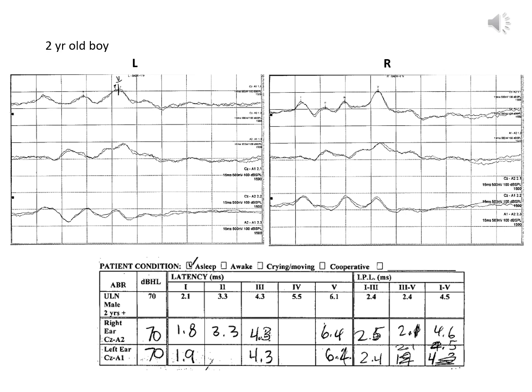And so taking all of this information together, we note that there's a delay of the wave 5, and then there's also a 1.3 interpeak latency delay in the right ear. And so this would suggest some sort of overall brainstem problem, and possibly more pronounced in the upper brainstem because of the delayed wave 5s.